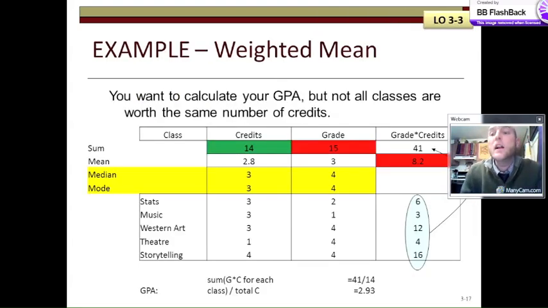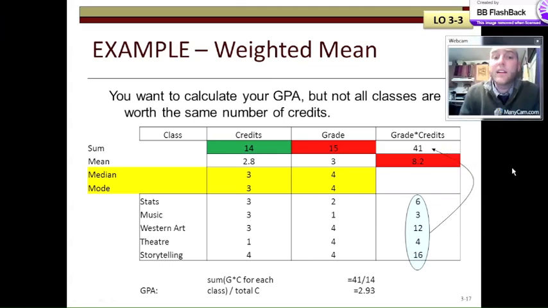Another example here. Let's say your task was to calculate your GPA. Now you have five classes: statistics, music, Western art, theater, and storytelling. These five classes are not all worth the same number of credits. Your stats class is 3 credit hours. Your music class is 3 credit hours. Your art class is 3 credit hours. You've got a 1 credit theater practicum and a 4 credit storytelling course. Okay, so far so good. I know that my storytelling course should likely contribute more to my GPA than that theater course because I spend so much more time in that course. That's the number of credits.